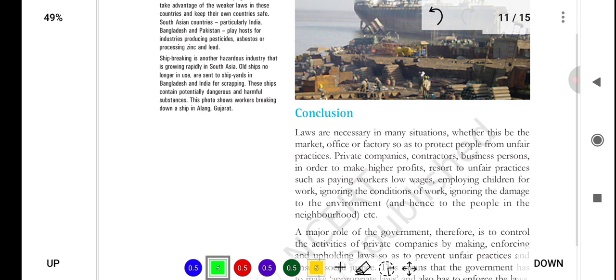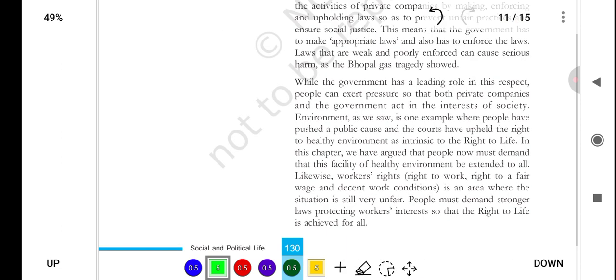Advanced countries are relocating toxic and hazardous industries to developing countries to take advantage of weaker laws and keep their own countries safe.